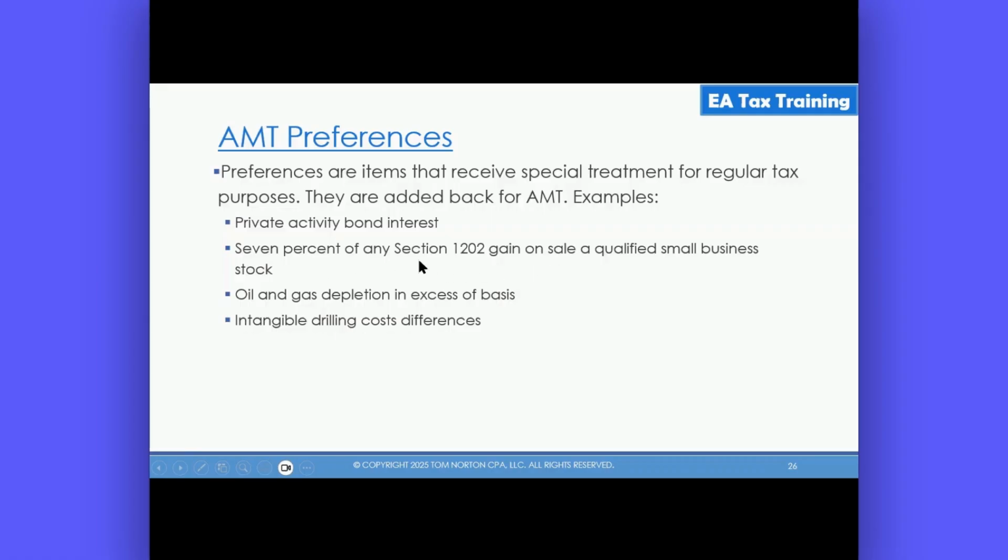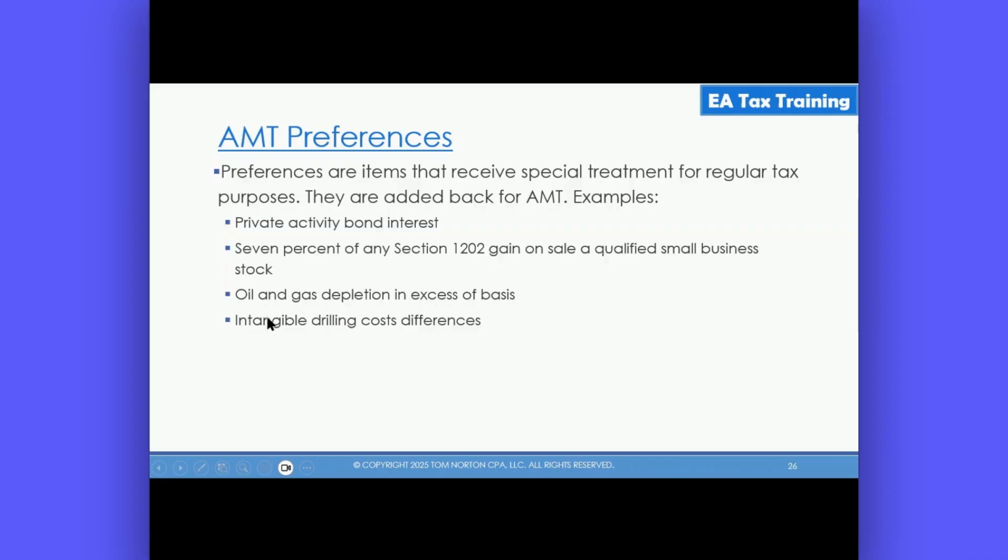So you'll remember back from video 3, Section 1202, that's that stock you can sell and have up to $10 million of gain that is totally excluded from regular taxable income. So what we're saying here is if you have any of that gain, 7% of the amount that was excluded has to be added back for purposes of the AMT. And then these last two apply to oil and gas type of properties. So oil and gas depletion in excess of basis and something called intangible drilling costs differences, those are also added back.